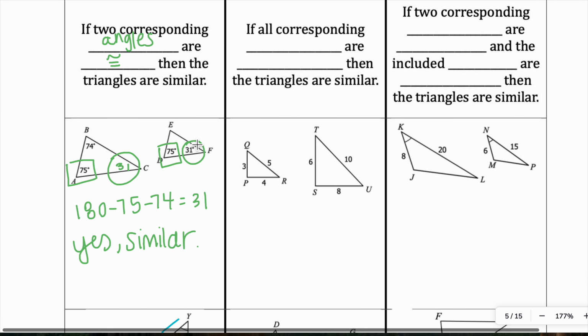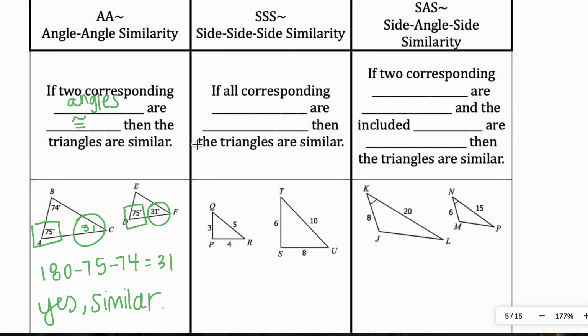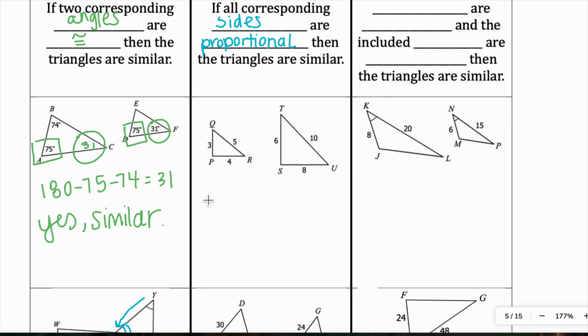Okay, the next one is side, side, side similarity. So if all corresponding sides are proportional, then the triangles are similar. So what we do is we just test this out. Let's say we're trying to figure out, does QRP show a similarity to TUS?